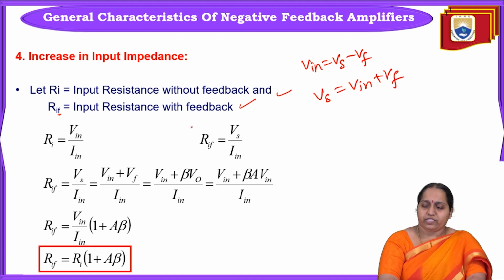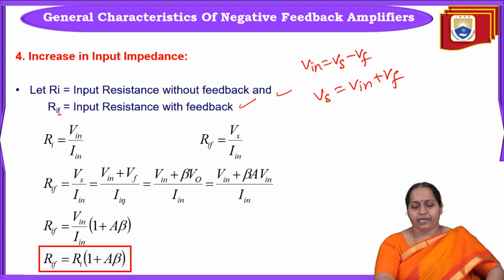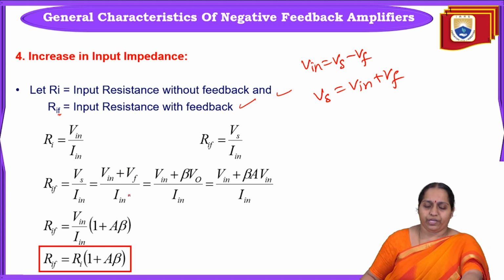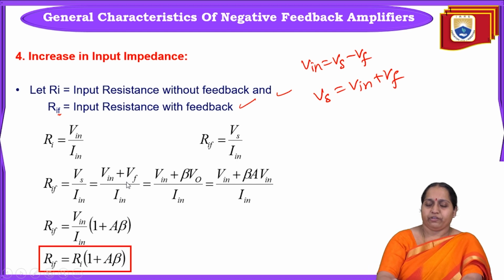So now in place of Vs, I will just replace this Vn plus Vf by In. So RIF equal to Vs by In. So Vs equal to Vn plus Vf by In. So Vn plus, and what is Vf?